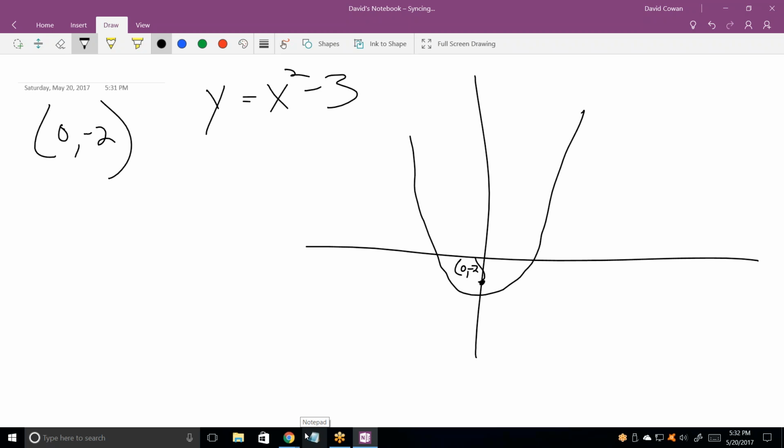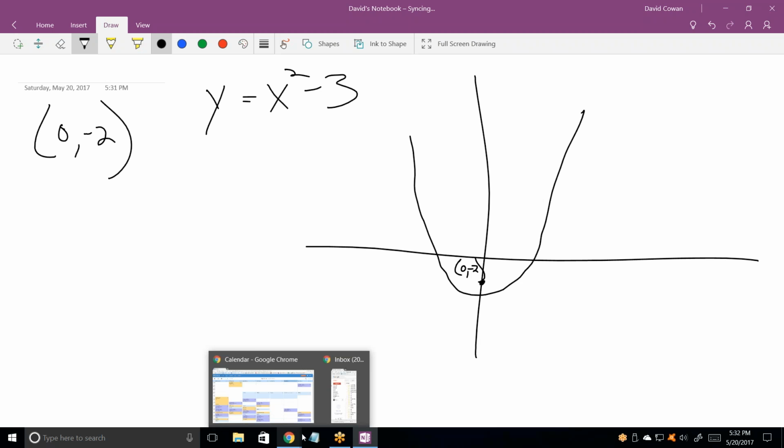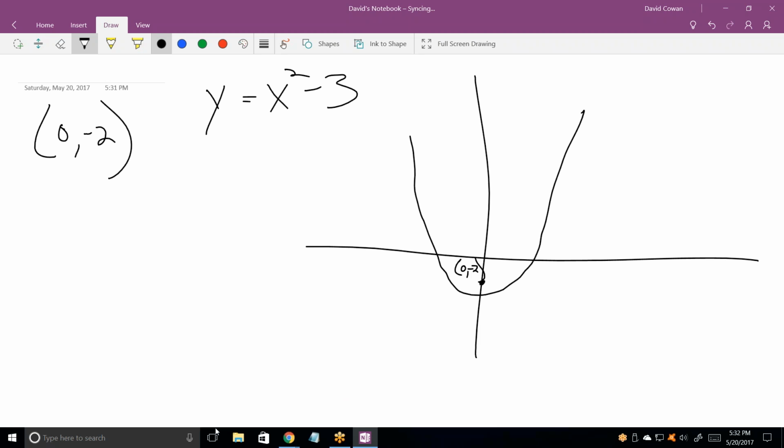Well, do I have that right? 0, -2? Yeah. So the question becomes, which of these lines is the shortest? That line, that line, that line, that line, and so forth and so on, that line.